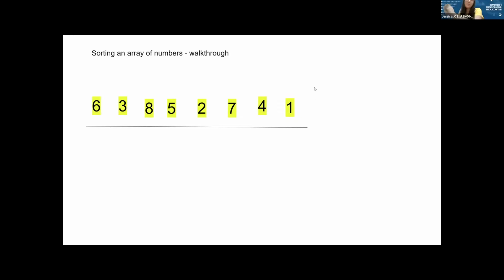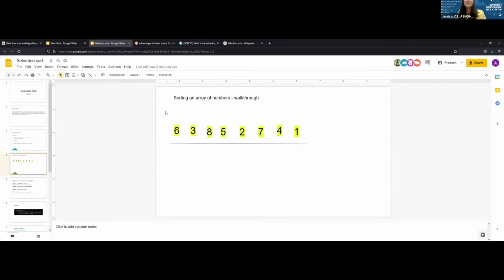So here we'll be going through a walkthrough of the selection sort, like in person. So here we have an array of numbers from 1 to 8 that we have to sort. Basically, how the selection sort works is that the computer can only look at one element of the array at a time. So we're going to start from the far left of the array, working our way all the way to the right, looking at each element one at a time, storing the smallest number in a temporary memory.